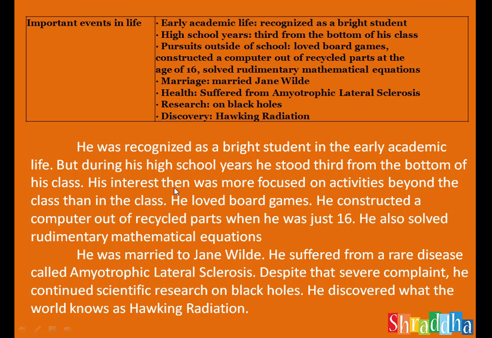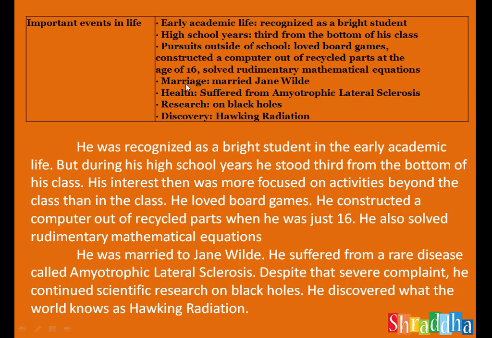You can add some more sentences based on the information. He loved board games. He constructed. You see, loved: the verb is already there, the object is also there. What is the subject missing here? He. He loved board games. Constructed: the verb is there, the object is also there. He constructed a computer out of recycled parts when he was just 16. Solved is also given. Solved is the verb, rudimentary is the object. What is the subject here? He. He also solved rudimentary mathematical equations.